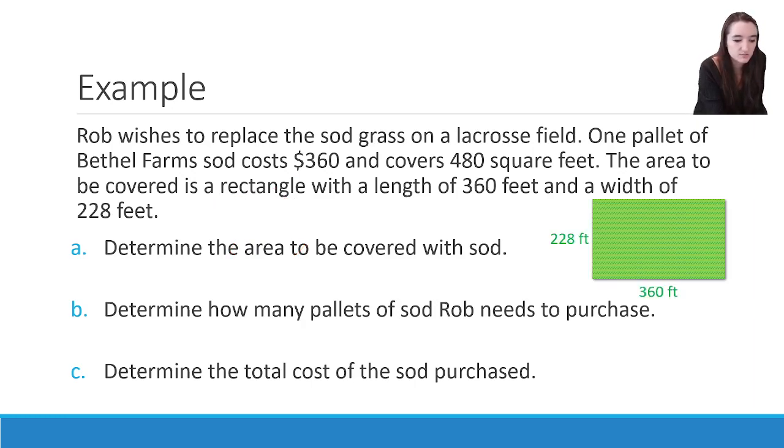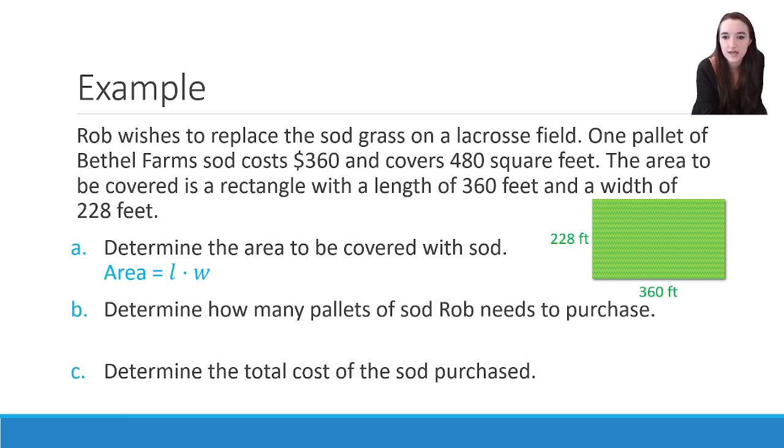So the rectangle is specifically of length 360 feet and width 228 feet. We can label our rectangle in the following way. Our area formula for rectangles is the easiest one out of all of them. It's just length times width. So in this case, it's 228 times 360.